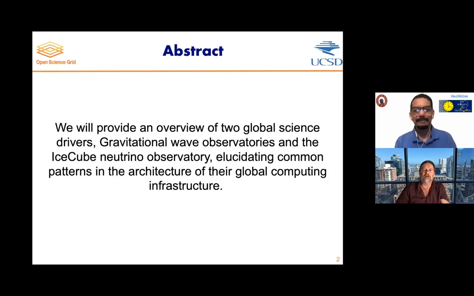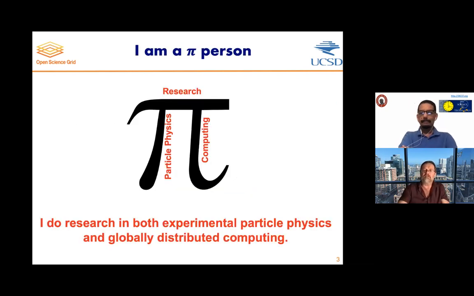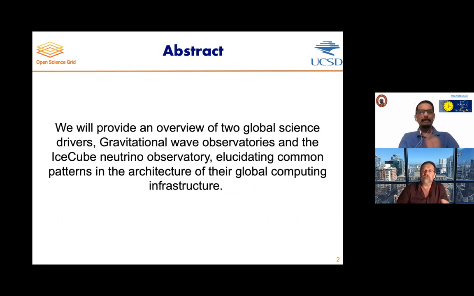Okay, let's go. The abstract of this talk is I will provide an overview of two global science drivers: gravitational wave observatories and the IceCube neutrino observatory. And I will elucidate some common patterns in the architecture of the global computing infrastructure, but most of this talk is actually about the science. I picked those two science topics because they have a common theme.